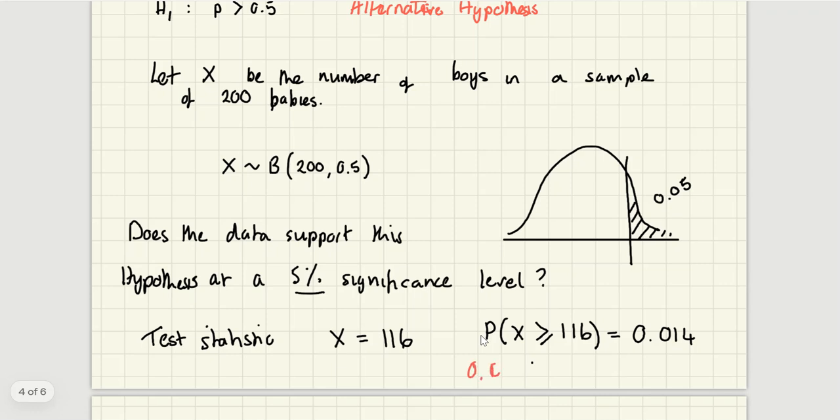So 0.014 is less than 0.05, which means it's going to be in this region. So 116 boys is in that critical region, which means it's not very likely to happen. So if the probability of boy and girl is 50-50, getting 116 boys out of 200 is only 1.4% likely to happen.